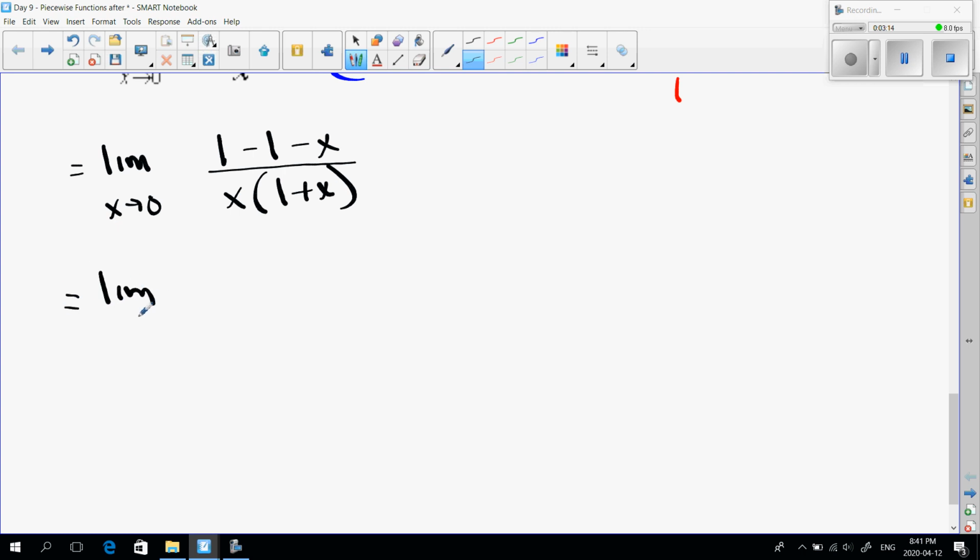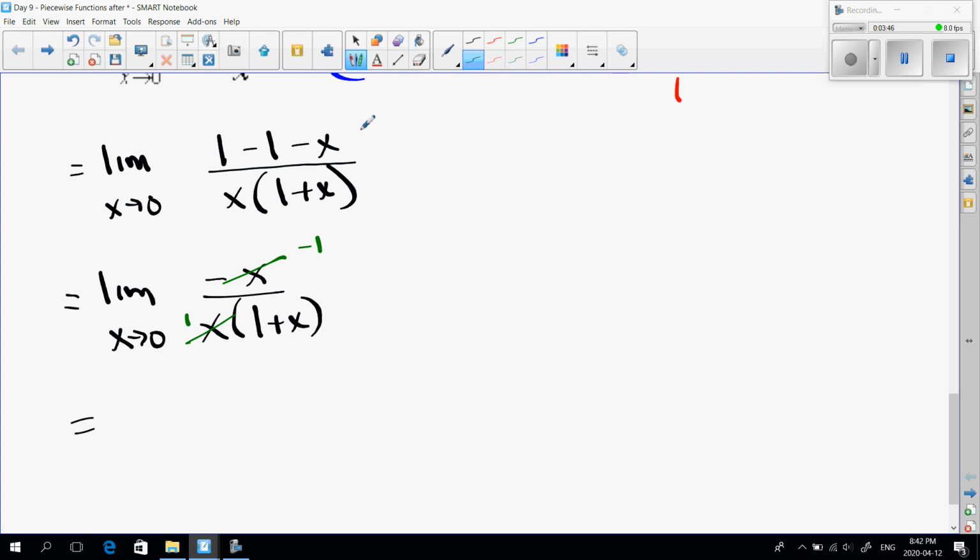So again, it equals the limit as x approaches 0. Remember to write this each time as we move down. So I have 1 minus 1, that gives me 0, minus x gives me negative x, over x times 1 plus x. So this is where I can divide the negative x by the positive x, and it would leave a negative 1.